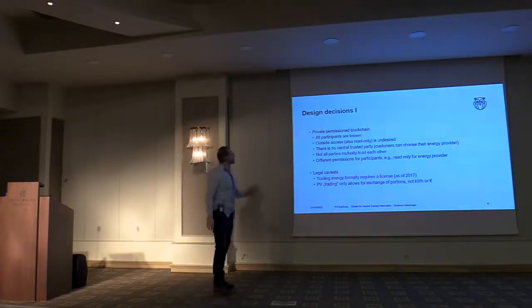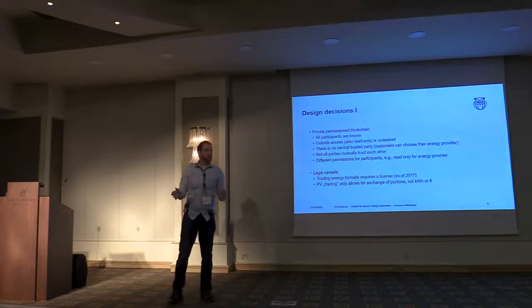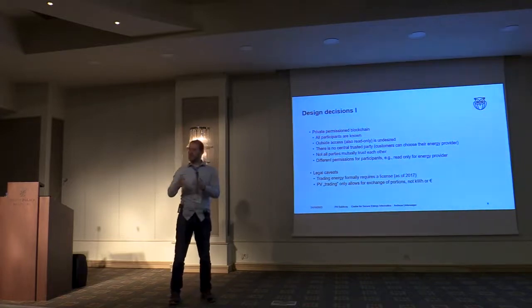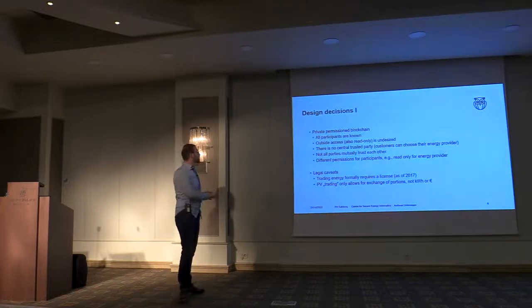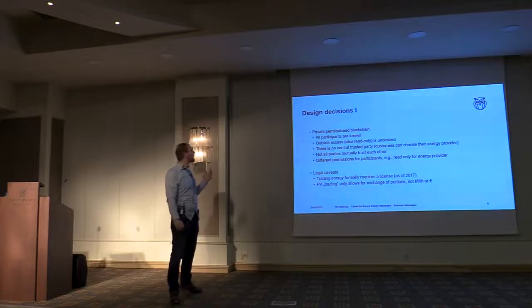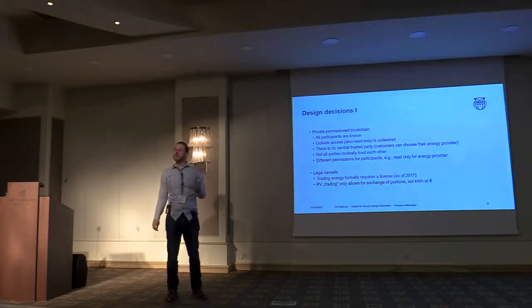So in this private permissioned blockchain, all participants are known, because legally, when they register this PV with the energy provider, you need to have a list of people with signatures, so the list of participants is completely known, and the energy provider is known. We don't want to have any outside access from anybody else, and you have no central trusted party.